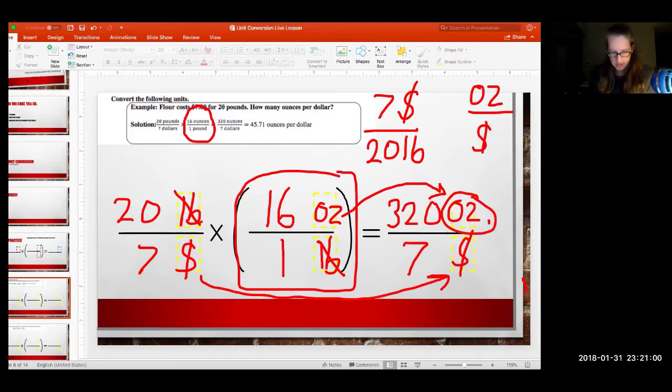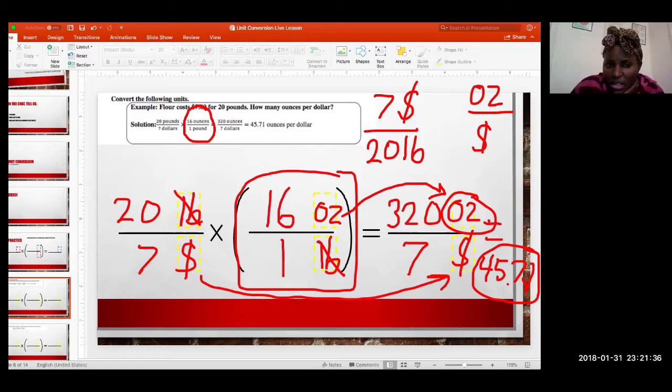hold on. I'm getting out my calculator just so we don't have to wait for me to do all of this. All right. Yeah, it ends up to be an ugly answer, which is equal to, let's see, 45.71 ounces per dollar. All right, that's hard to see. It's off to the side, but it's there. 45.71 ounces per dollar.